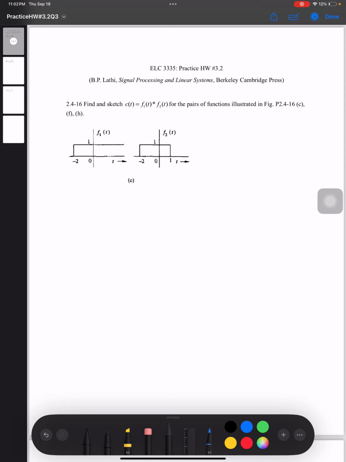This is Signals and Systems. Practice homework 3.2, question 3. Find and sketch c(t), which is the convolution of f1(t) with f2(t) for the pairs of functions illustrated in figures C, F, and H. Let's do it one by one.